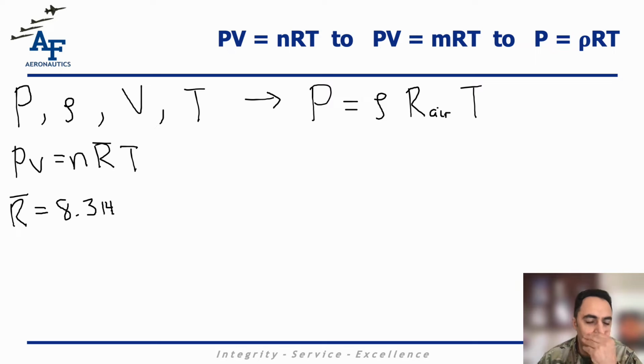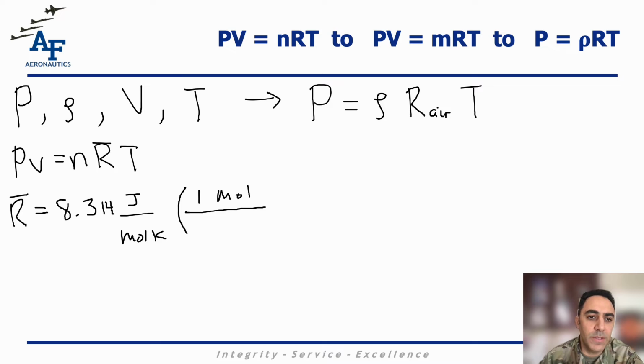8.314, and that's going to be units of joules per mole Kelvin. Okay? Well, if I'm going to be specific and have a gas constant just for air, why don't I use the molecular mass conversion? 1 mole per 0.02897 kilograms of air. Okay.